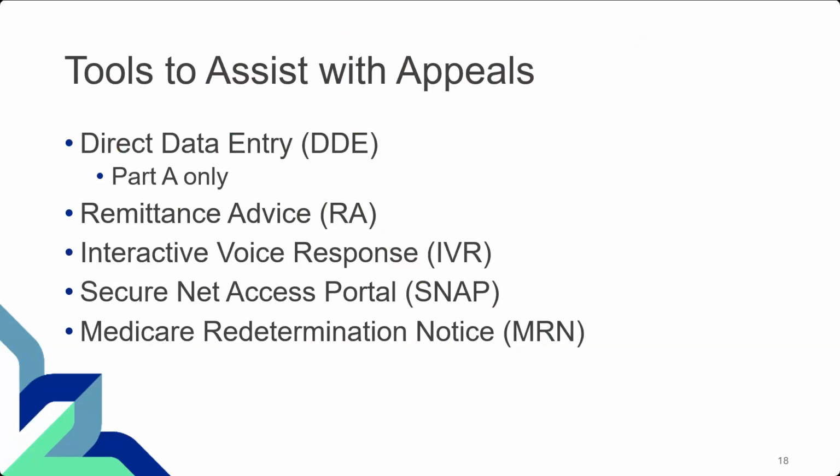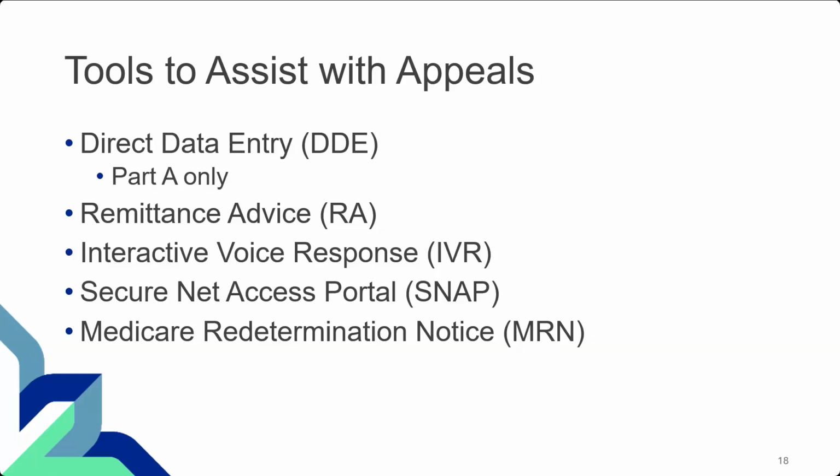Karen talked a little bit about these too, so I want to go along with what she said. Now, first off, if you're a Part A facility or institutional provider, you can get access through a vendor to direct data entry. So that's what we call DDE. And then the next one we have here, and you might not consider this a self-service tool, but just like Karen showed us, the remittance advice contains a lot of useful information, and so we can use that to help us with our appeals.